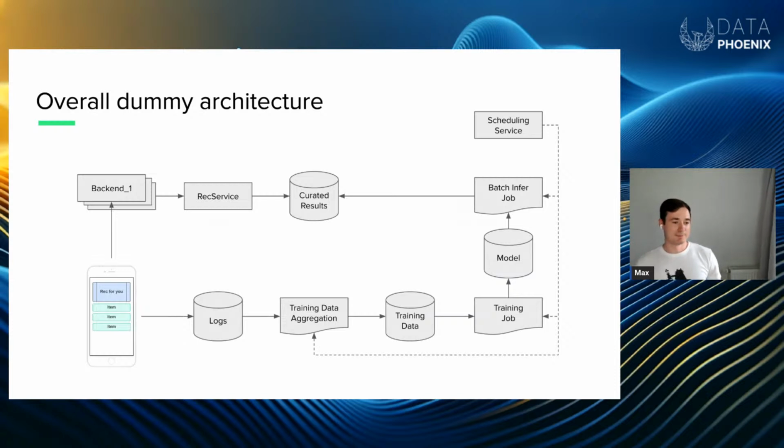All right, that is the final overview of everything that we've designed so far. So you have the full loop going from logs to training data to the model being inferenced, the batch job being scheduled, all the jobs being scheduled, ingesting the curated results, and then the backend service, on the user request, fetching those results and serving them back to the user.